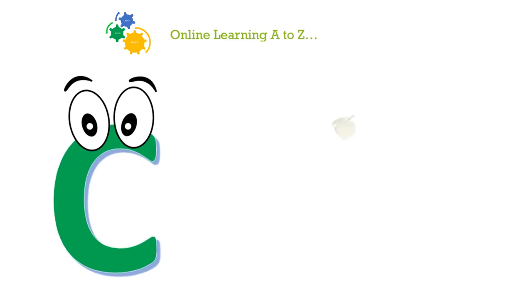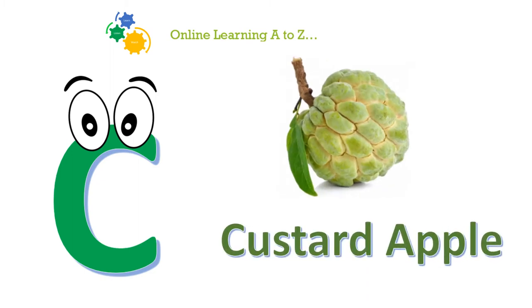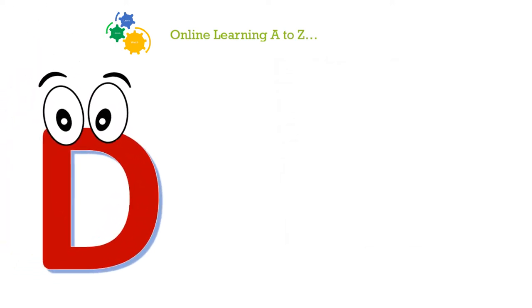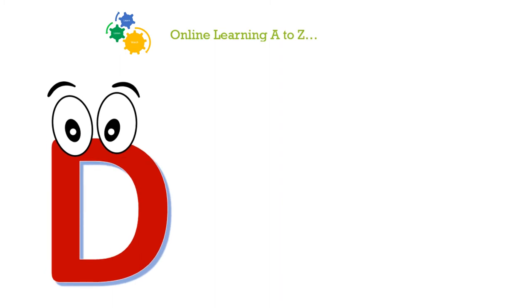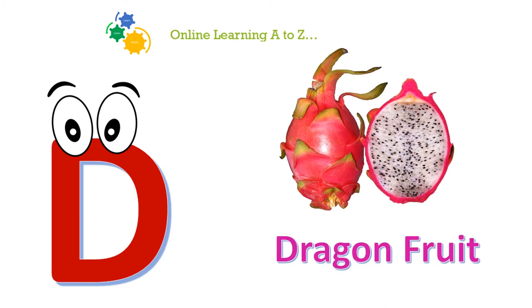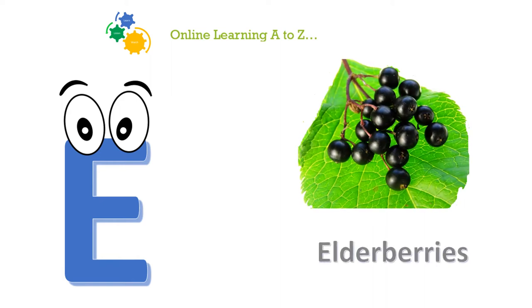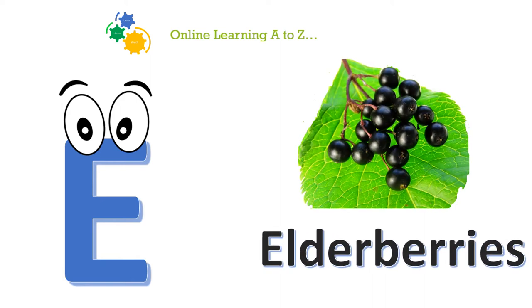C. C for custard apple. C for custard apple. D. D is for dragon fruit. D for dragon fruit. E. E is for elderberries. E for elderberries.